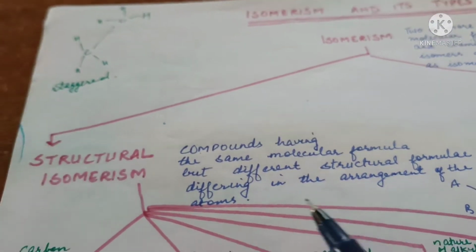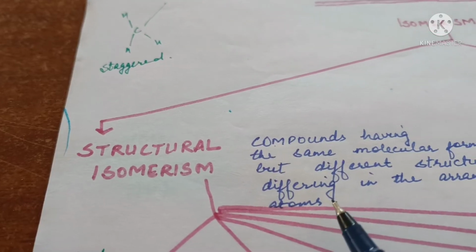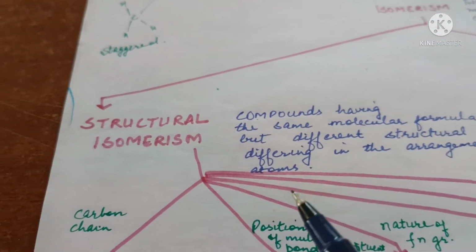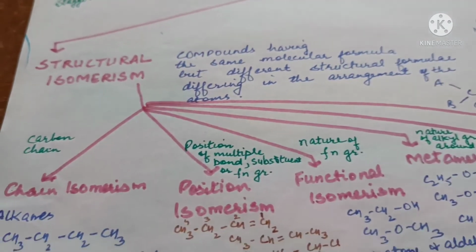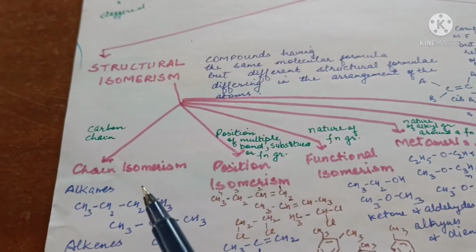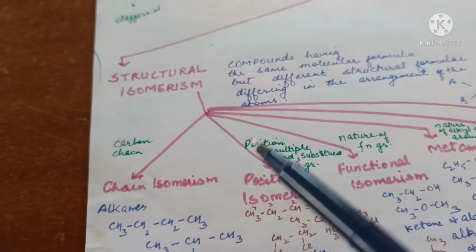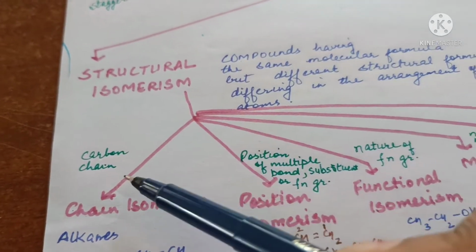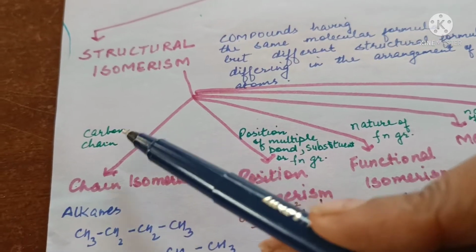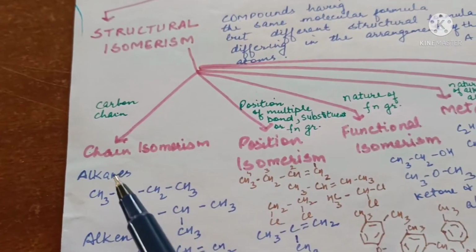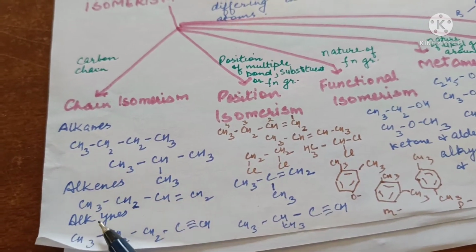When the compounds have the same molecular formula but different structural formulas because of a difference in the arrangement of the atoms, then the compounds are called structural isomers of one another, and the phenomenon is called structural isomerism. Structural isomerism can be further of the following types. Number one, chain isomerism. In this case, the difference in two compounds occurs on the basis of the length of the carbon chain. For example, we can see chain isomerism in alkanes, alkenes and alkynes.